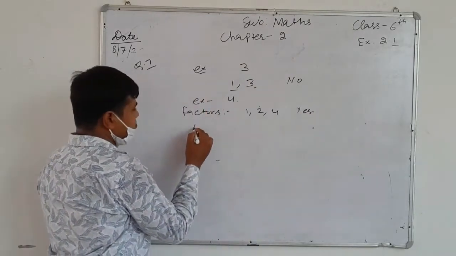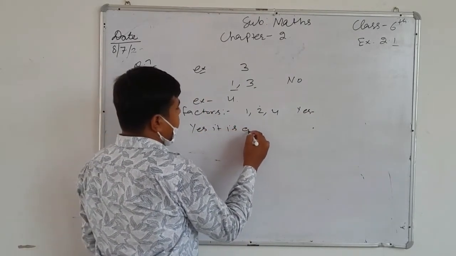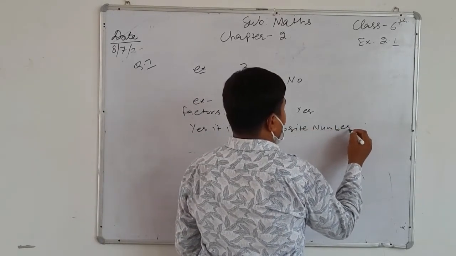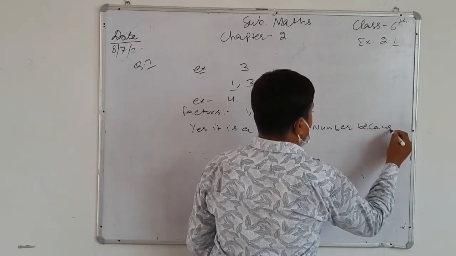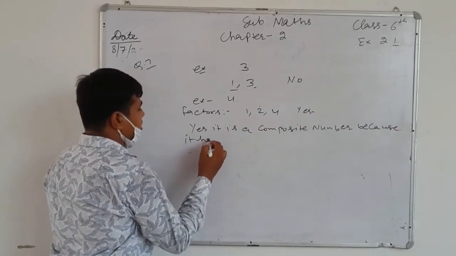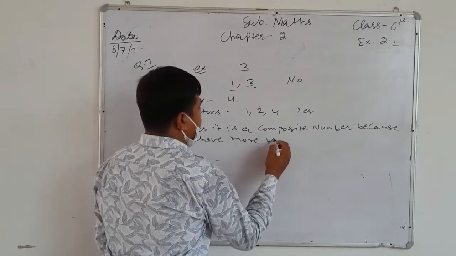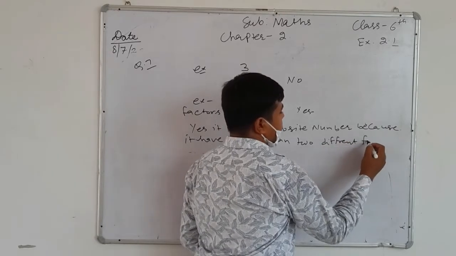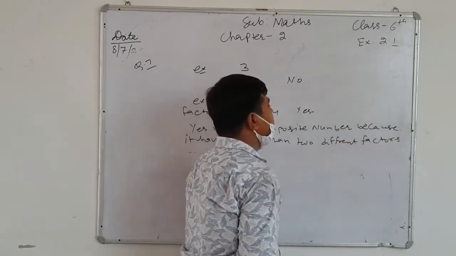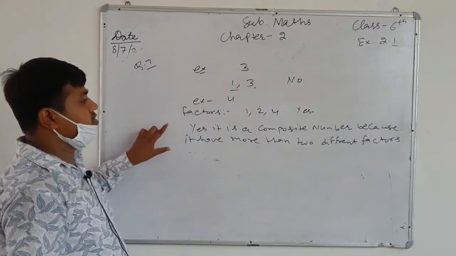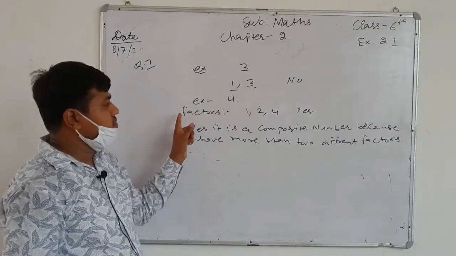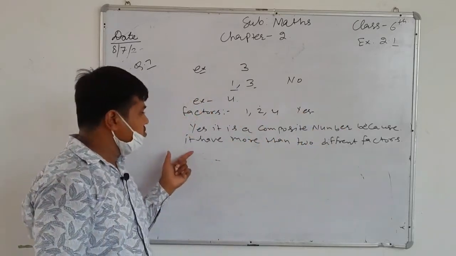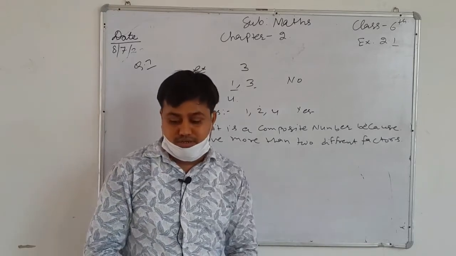Yes, it is a composite number because it has more than 2 different factors. फेयर नोटबुक में भी आपको इसी वे में राइट करना है. क्वेश्चंस राइट किया आपने, फैक्टर्स राइट किए, यस और नो. यस है तो उसका साथ में आपको रीजन लिखना है, बिकॉज इट हैज मोर देन 2 डिफरेंट फैक्टर्स.